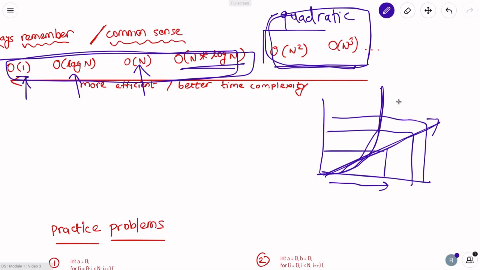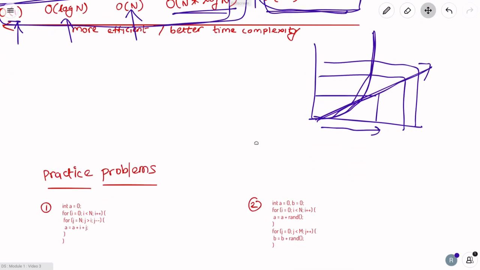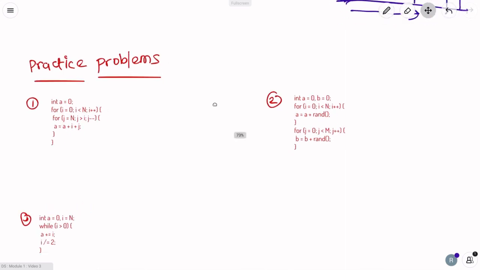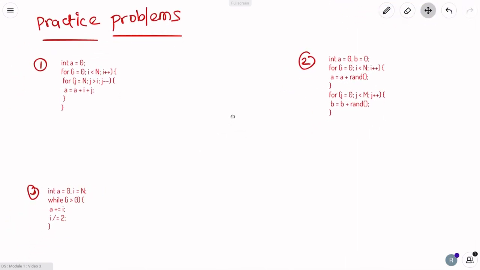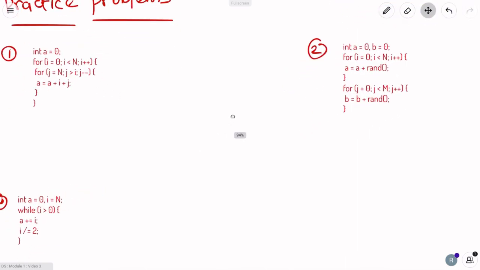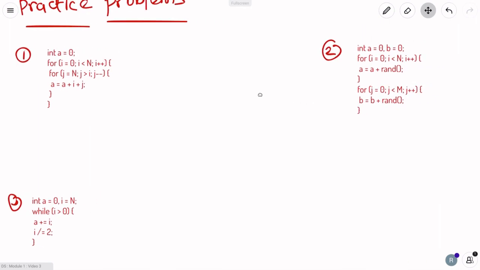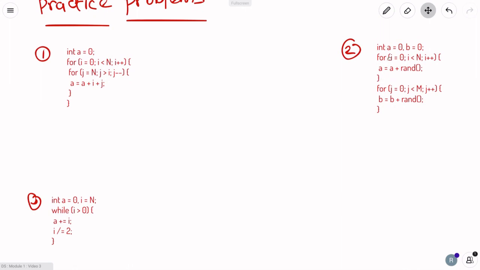Now, that was enough discussion on this topic. Let's solve some practice problems. Let's take this first problem. I'm going to solve the first two problems, and I'm going to give you this problem as an assignment, or a task, and I will tell you its answer in the next video.